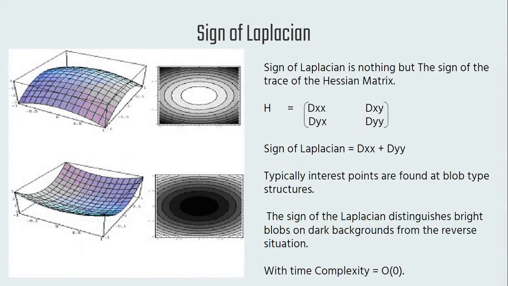For fast indexing during the matching stage, the sign of the Laplacian, that is the trace of the Hessian matrix, for the underlying interest point is also included. Typically, the interest points are found at blob-type structures. The sign of the Laplacian distinguishes bright blobs on dark backgrounds from the reverse situation. This feature is available at no extra computational cost as it was already computed during the detection phase. In the matching stage, we only compare features if they have the same type of contrast. Hence, this minimal information allows for faster matching and gives a slight increase in performance.